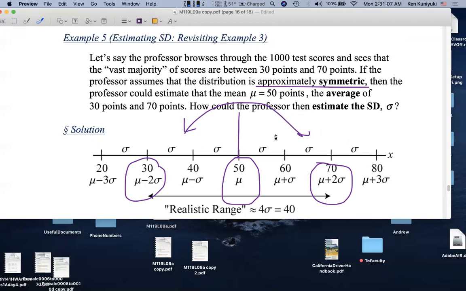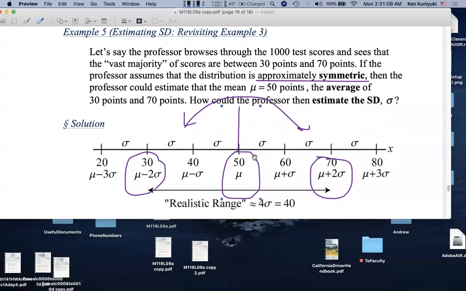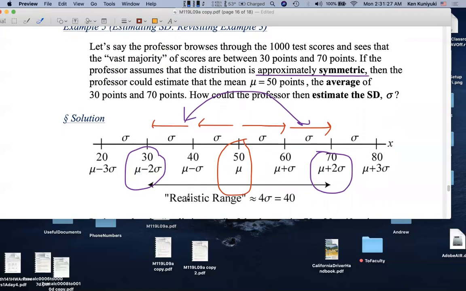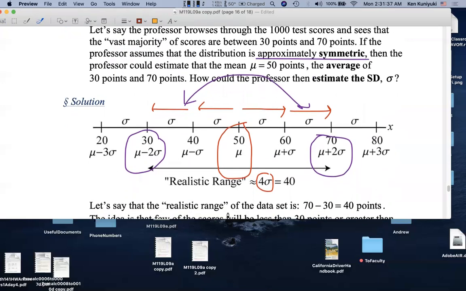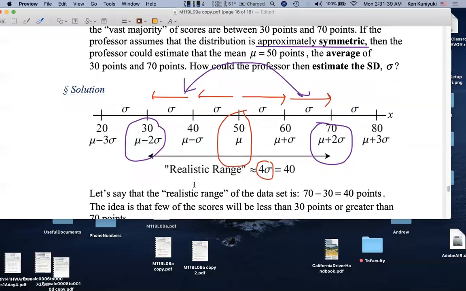So let's estimate the standard deviation. Well, starting at the mean, 50 points, we would walk 2 standard deviations to get the 70 points over here, and we'd walk 2 standard deviations to the left to get the 30 points over here. So we have a total of 4 standard deviations, 4 sigma, separating the lowest score and the highest score in the usual or typical range of values, the realistic range.